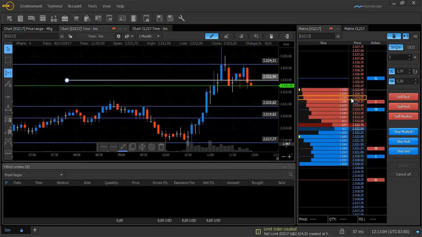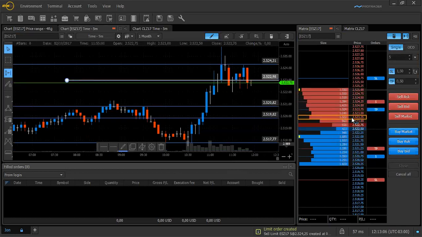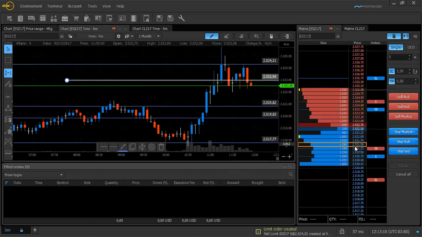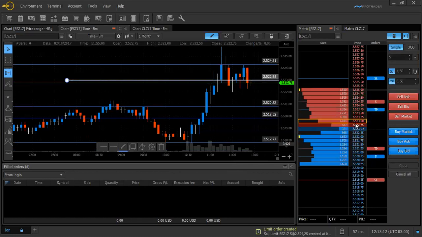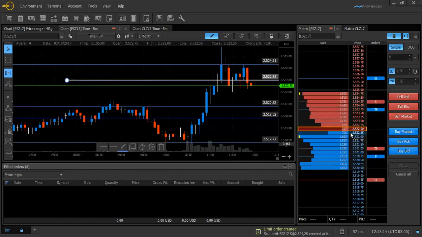And if we have more sellers here, what they're going to do is push the price down because they're going to keep consuming these contracts. They're going to sell to these people here who want to buy, and that's what's going on. So it's this clash here.